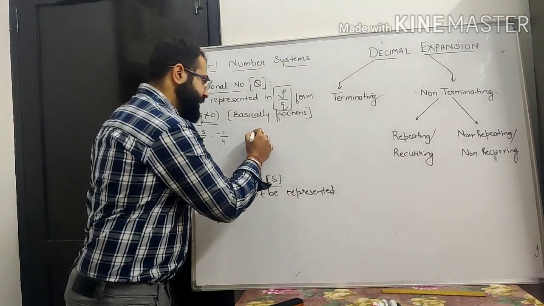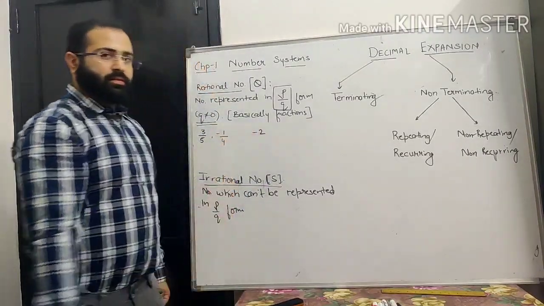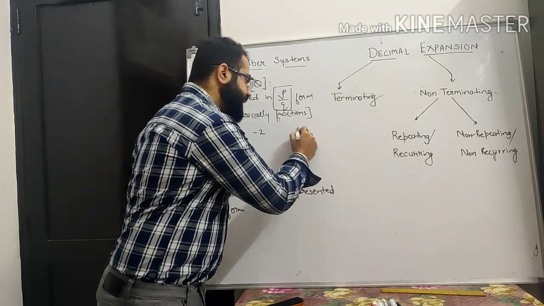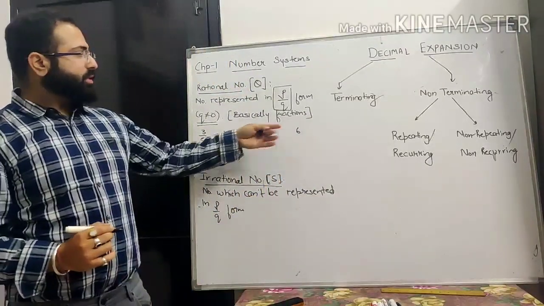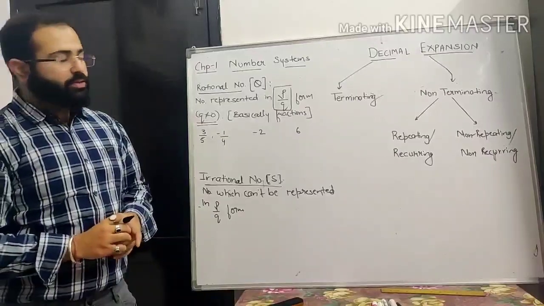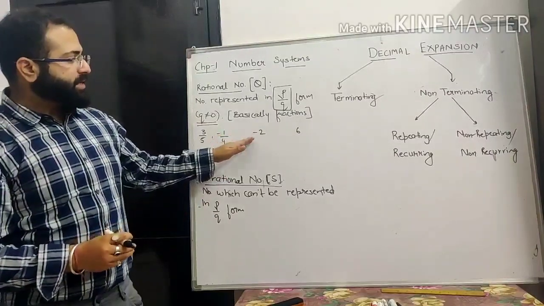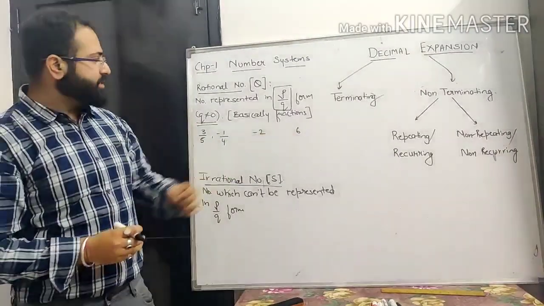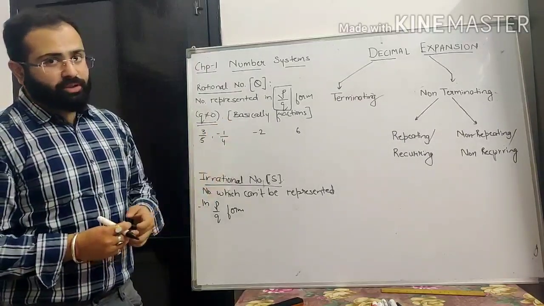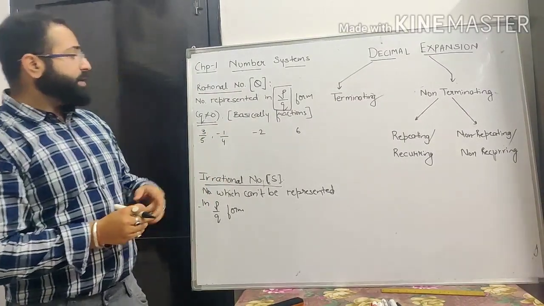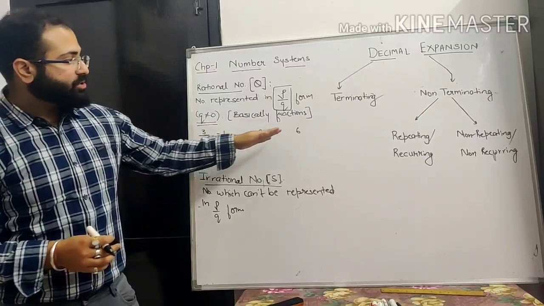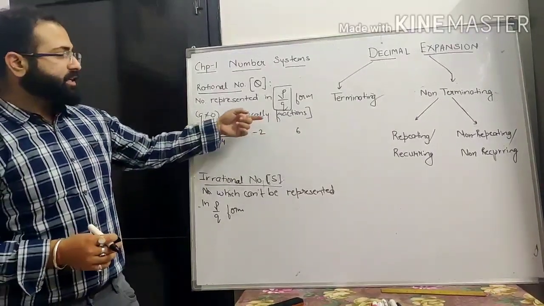So what if I say minus 2? What if I say 6? Are both the numbers rational numbers? One can say that minus 2 and 6 are integers, but these are rational numbers also. Now you might have a question that these two numbers, minus 2 and 6, are not in the fraction form.